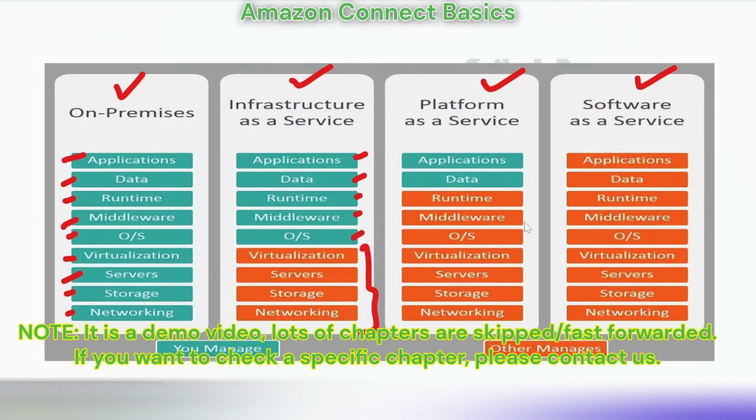If I'm going for platform as a service, you have to manage the application and data. Apart from that, the cloud will take care of runtime, middleware, operating system, virtualization, server, storage, networking. You just need to manage your application and its data. Similarly, with software as a service, the entire thing will be managed by a cloud provider. So you will ask me, why are we using software as a service? If all those things will be managed by the cloud, then what exactly is our work?